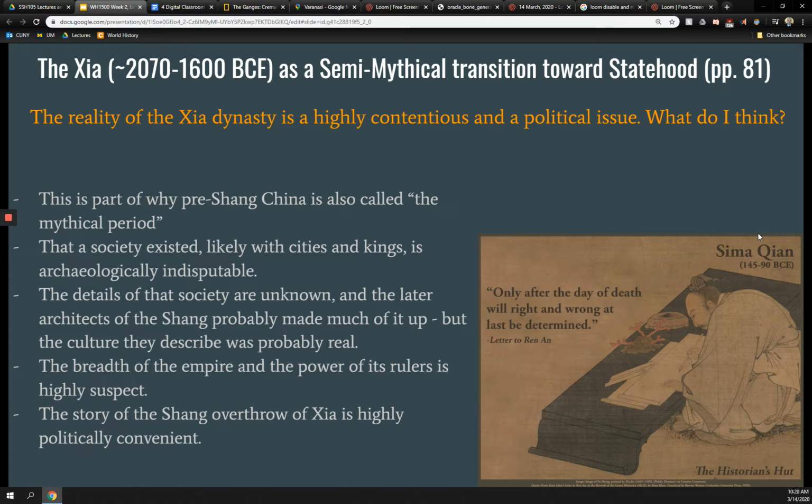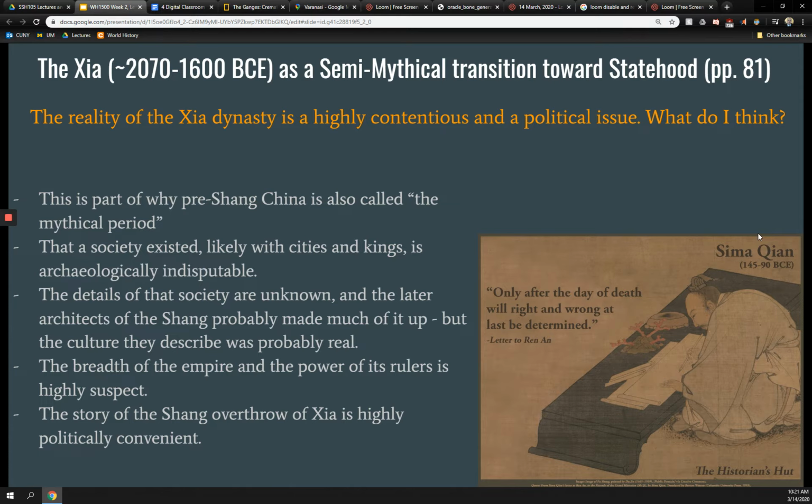But the Xia dynasty is less verifiable. The Xia runs from roughly 2070 to 1600 BCE, once again, if it existed. And although we can see that there was a society, likely with cities and likely with kings, that's indisputable, whether or not there was this continuous, almost 500-year dynasty of the same people running a large chunk of what would become China is not really verifiable. So a lot of the details of that society are essentially unknown.